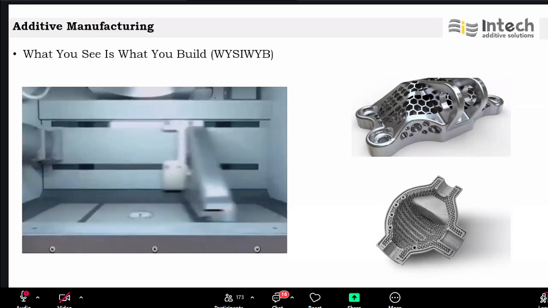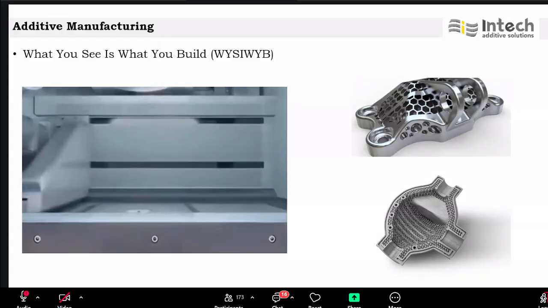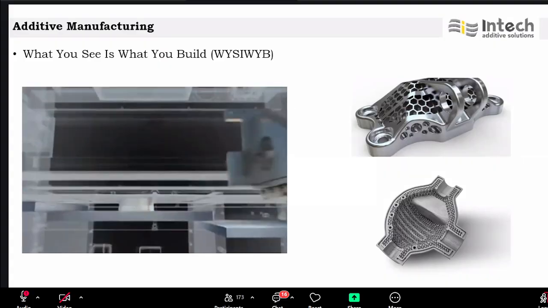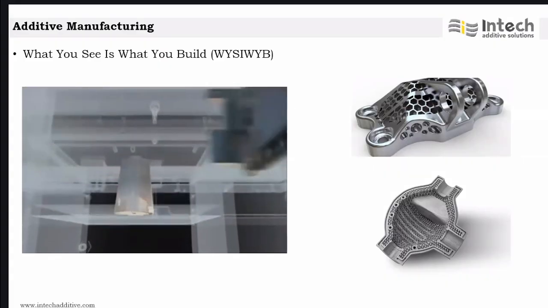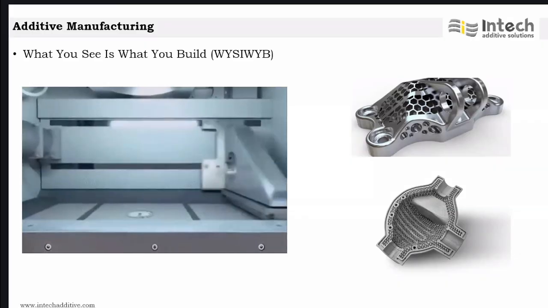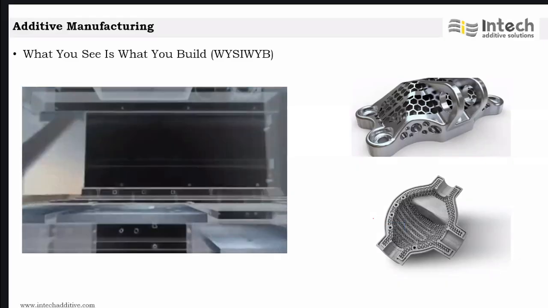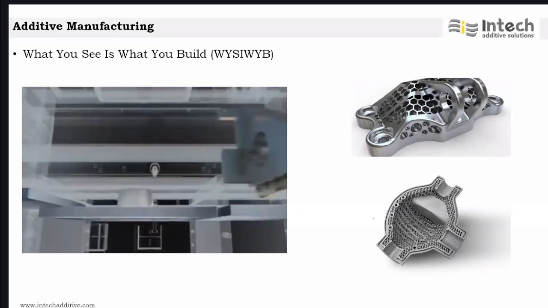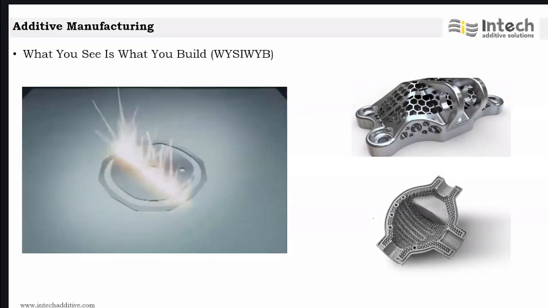So additive manufacturing, what you see is what you build. Whatever we are visualizing can literally be printed. It can be manufactured, is what it means. It's because we are able to print it in layers. That's why geometrical complexity is less of a constraint in additive manufacturing when compared with other processes.